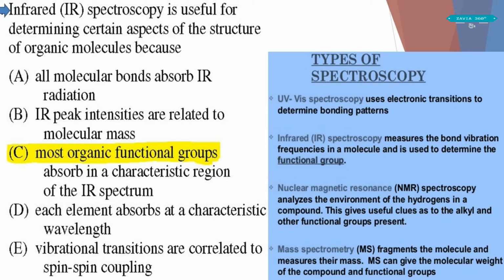Nuclear magnetic resonance spectroscopy analyzes the environment of the hydrogens in a compound. This gives useful clues as to the alkyl and other functional groups present. Mass spectroscopy fragments the molecules and measures their mass. MS can give the molecular weight of the compound and functional groups.